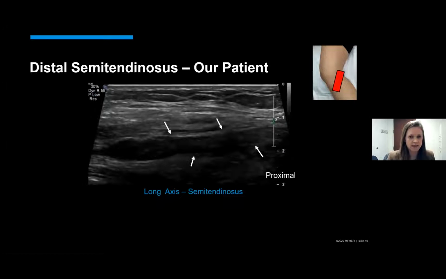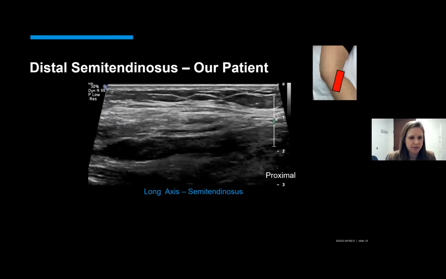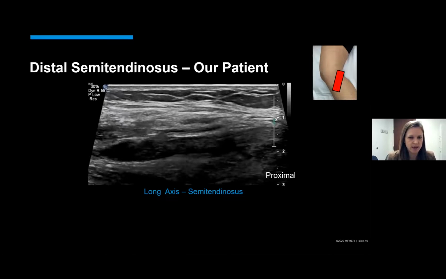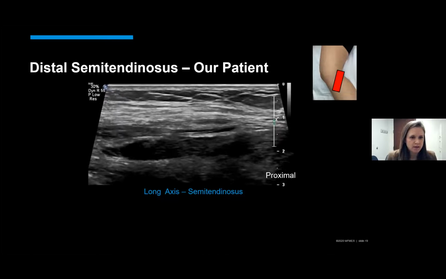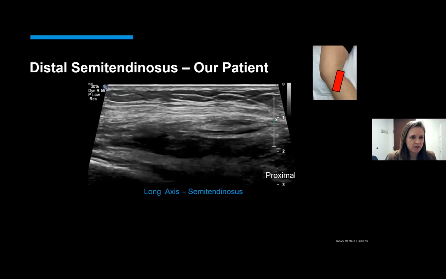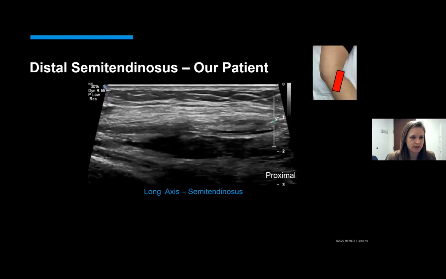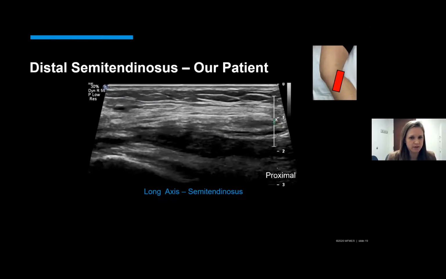Now in long axis to the semitendinosus and the posterior knee, we can approximately see more normal appearing tendon. However, it then becomes thickened, hypoechoic, and has this bird beak type appearance to its end. We're just scanning slightly distal as we visualize that long axis of the semitendinosus.